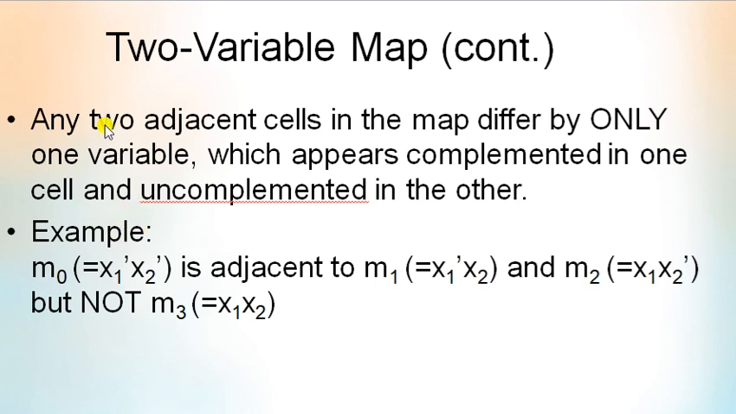Please note that any two adjacent cells in the map differ by only one variable, which appears complemented in one cell and uncomplemented in the other. For example, m0 is x1 bar x2 bar, which is adjacent to m1, right? So m1 means x1 bar x2. Here only one variable, x2, is complemented. And m2 is equal to x1 x2 bar. So here also only one variable is complemented.